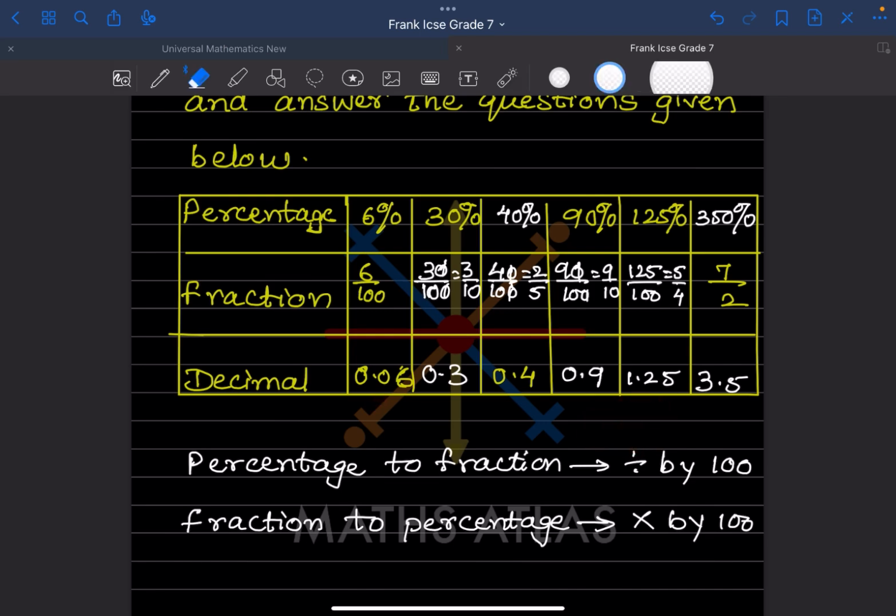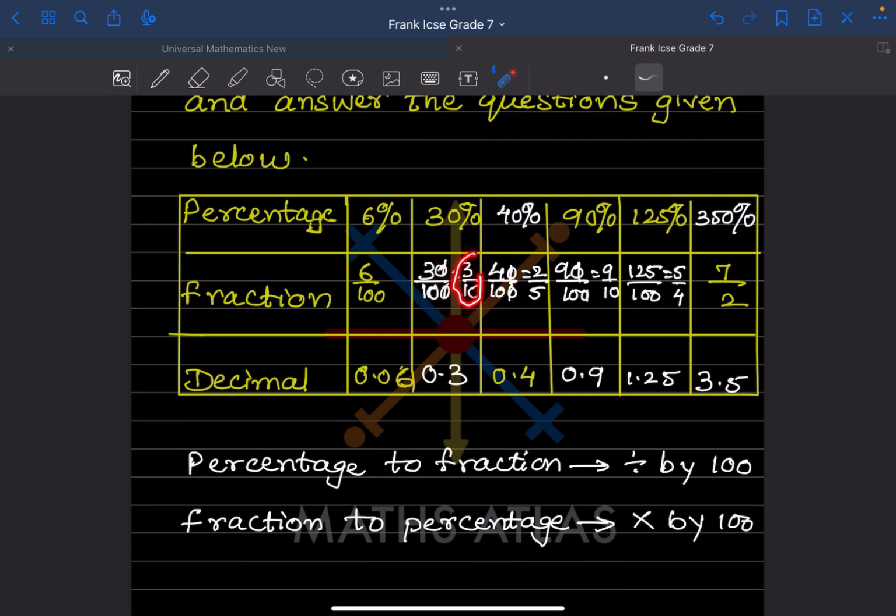Now see here, 30% is given. What will you write here? 30 divided by 100, because I said from percentage to fraction you have to divide by 100. Now you can see the 0 and 0 get cut. You have to write it in simplified form, which will be 3 by 10. So 3 by 10 is the answer.